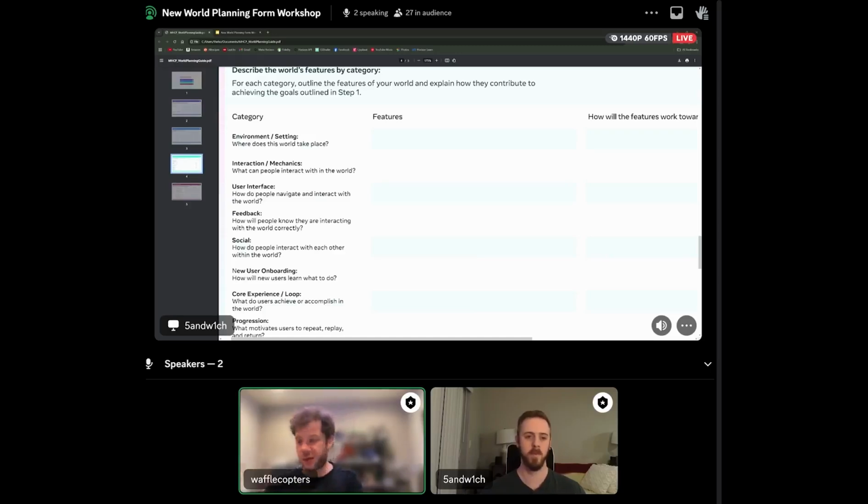So for each of these categories, write the features that fit in the bucket and then explain how they work to achieve those goals. The last thing I'll say on this is you might not have good answers. So the point of this form is not that you just sit down right now and write the whole form perfectly. The point of this form is you write it down and then you look at it and you're like, wow, a lot of my answers don't help my goals.